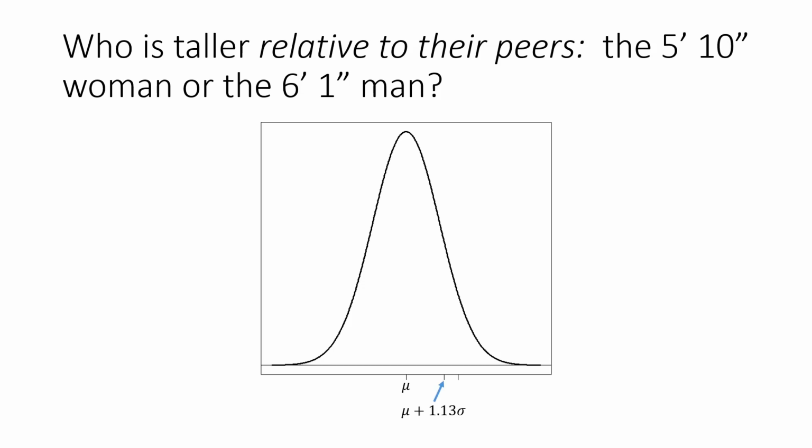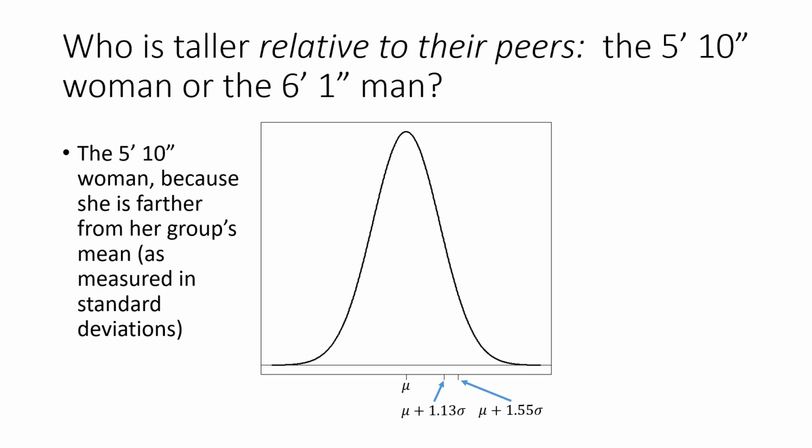Well, the 6 foot 1 inch man shows up here, 1.13 standard deviations above the mean. And the 5 foot 10 inch woman shows up here, 1.55 standard deviations above the mean. So the 5 foot 10 inch woman is farther from her group's mean as measured in standard deviations. So she's taller relative to other US women compared to the man relative to other US men.